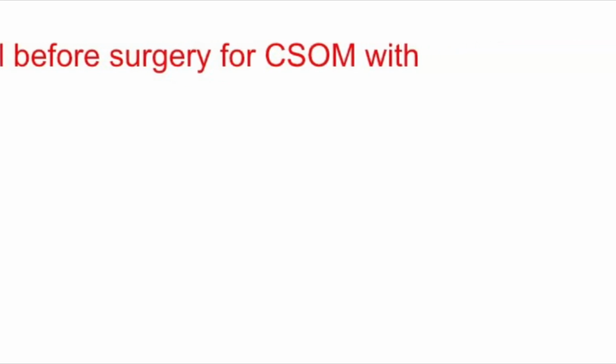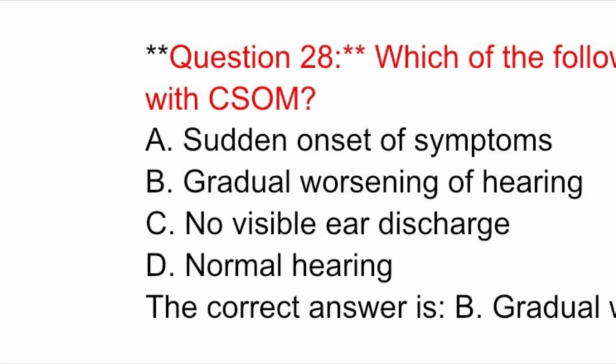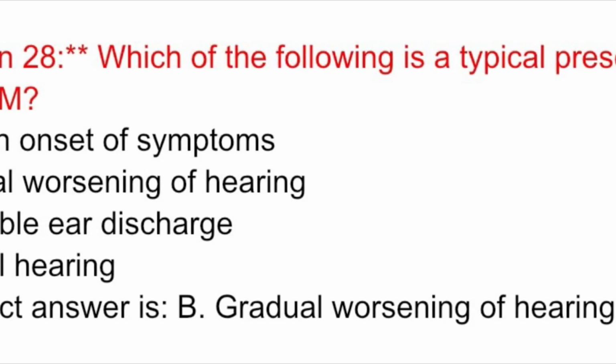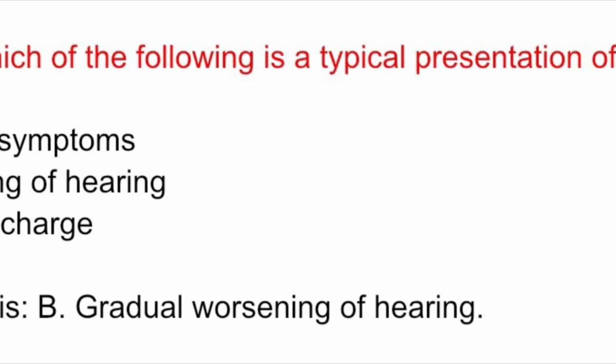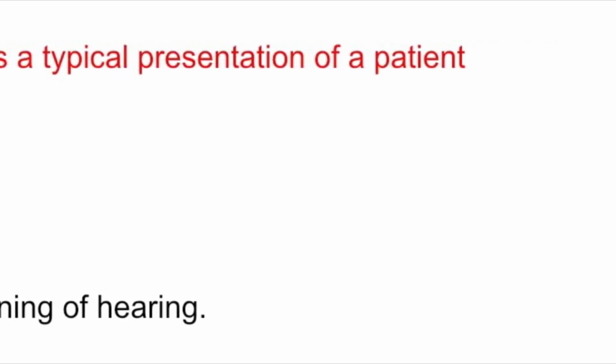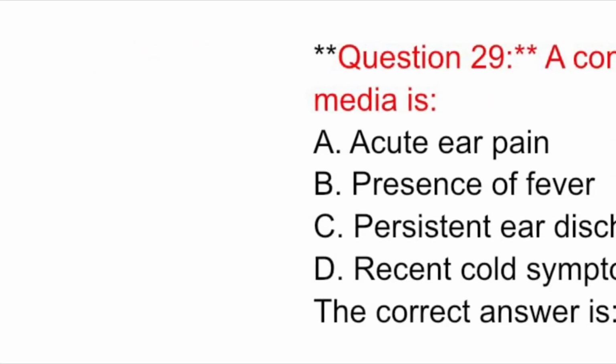CT scan. Question 28. Which of the following is a typical presentation of a patient with CSOM? A. Sudden onset of symptoms. B. Gradual worsening of hearing. C. No visible ear discharge. D. Normal hearing. The correct answer is B. Gradual worsening of hearing.